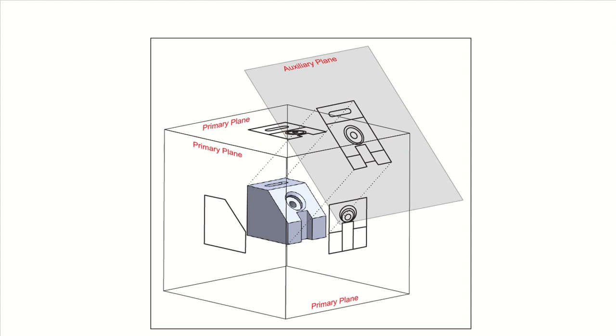Of course, that view is on your auxiliary plane. We have your primary planes of your front, top, and right. So these are your primary planes. Your auxiliary plane is at an angle to it. Okay.